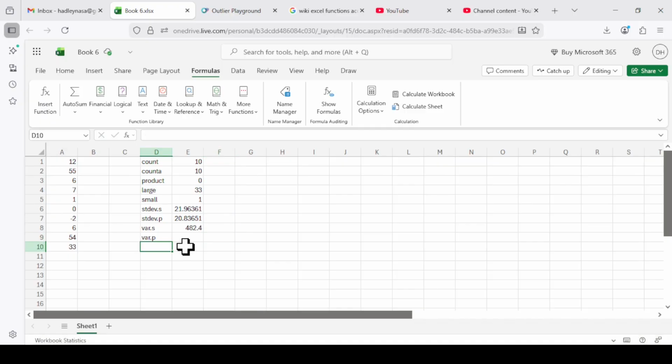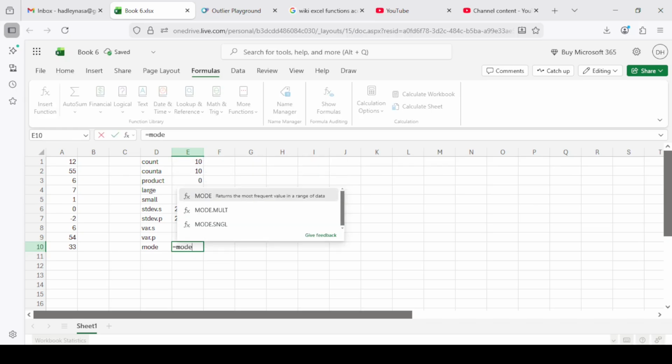The next one is mode. Mode is, like mean and median, mean being the average, median being the middle, and mode being the most common. So mode. When we type it in, you'll see that we have three choices. We have mode, mode.mult, mode.sngl. So mode is a legacy function. It's what it used to be, but it was strictly the single version. So mode and mode.sngl are technically the exact same thing. It's the mode.mult that comes into play that's important.